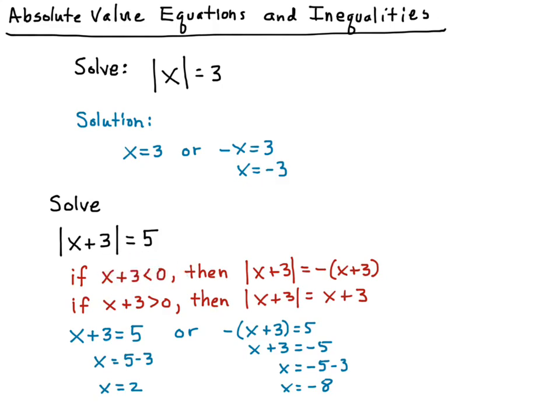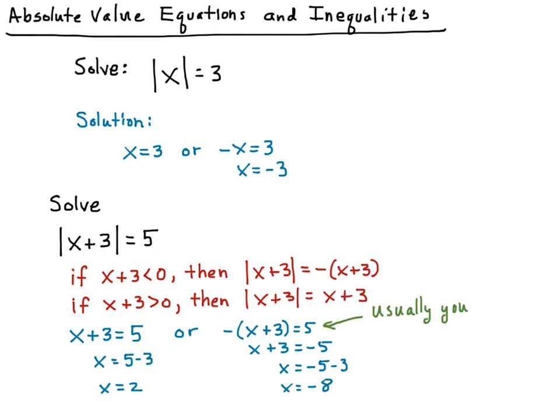So that works. Now in the second one, it's possible that the absolute value sign changes the sign if x plus 3 is negative. And so we'll put a negative on there, multiply both sides by negative 1, and we get x plus 3 equals negative 5. And so when we subtract 3 from both sides, we get negative 8. So if we put negative 8 back in here, we get negative 8 plus 3 is negative 5. The absolute value of negative 5 is 5.